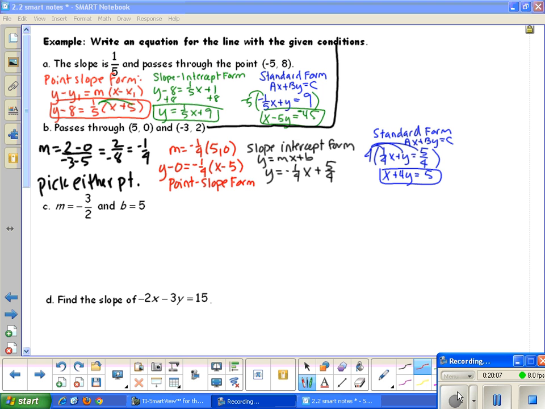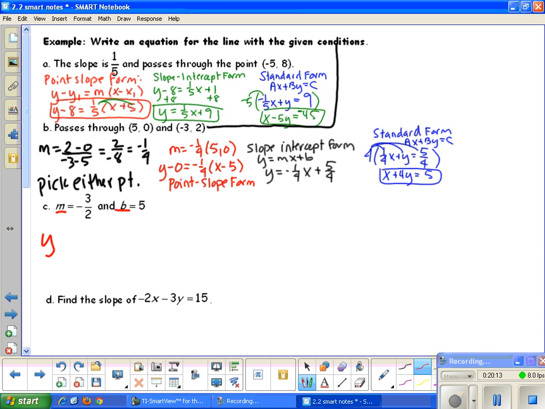So for this next one, we have m equals 3/2 and b equals 5. So the easiest would be slope-intercept form because you have your m and your b. So y equals -3/2 x plus 5. And if I wanted to put this in point slope form, I would have to figure out a point on my own by either putting it into my graphing calculator or by just picking a point for x and plugging in and seeing what I got out for y. That would be fine too.